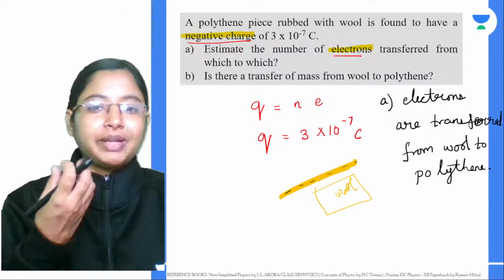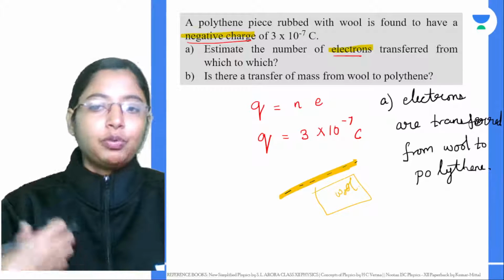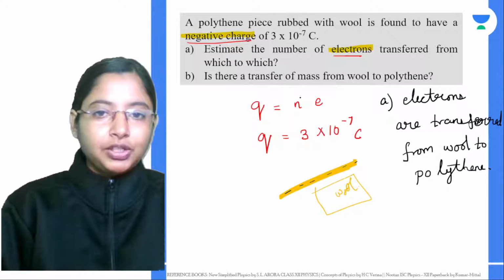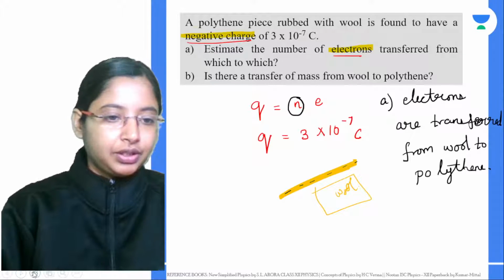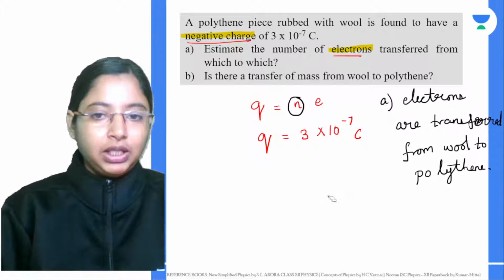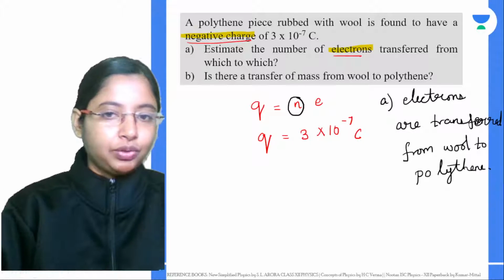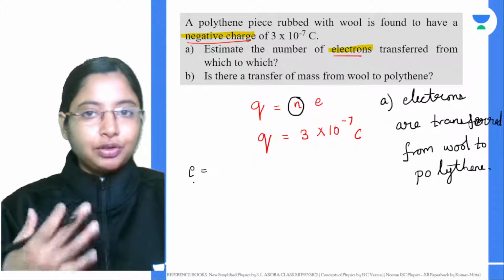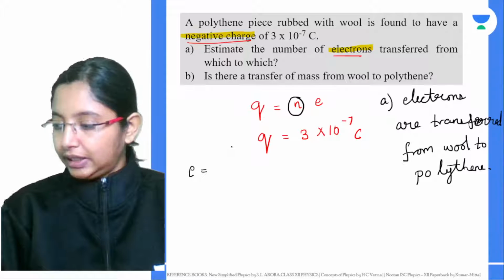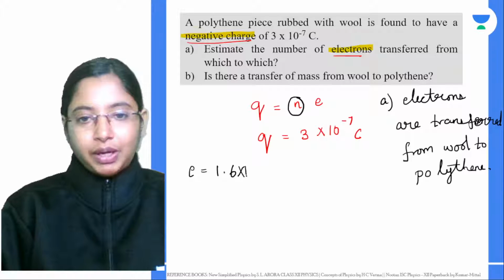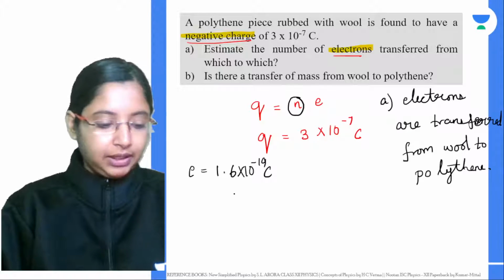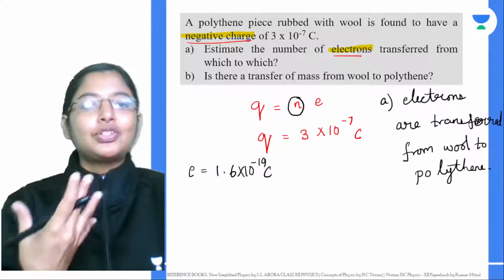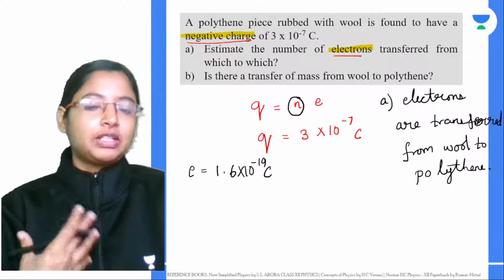In this case, polythene acquires electrons, right? So the electrons from wool have gone to polythene. Now we have to find how many electrons have gone. So the question is asking us to find n. We know the total charge, and we know the charge of an electron, right? E is equal to 1.6 into 10 to the power of minus 19 coulombs, because that's the charge of one electron. The charge of an electron and a proton are the same in magnitude. If it's an electron, we add a negative sign just to indicate whether it's a positive or a negative charge.